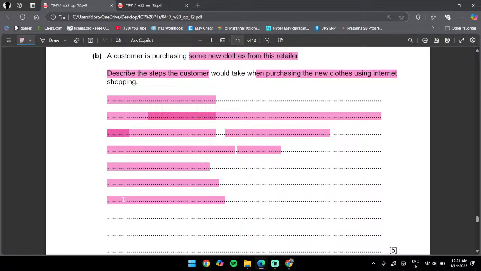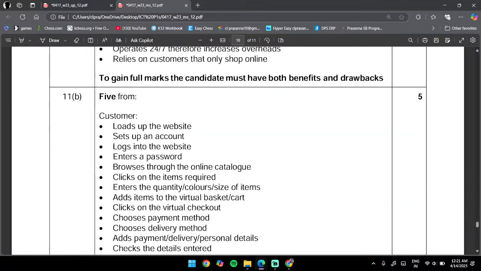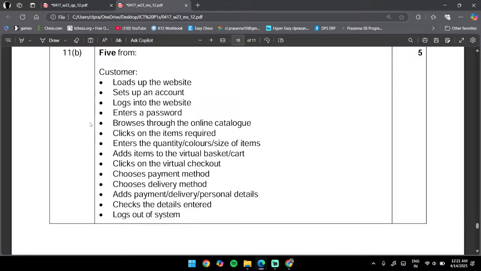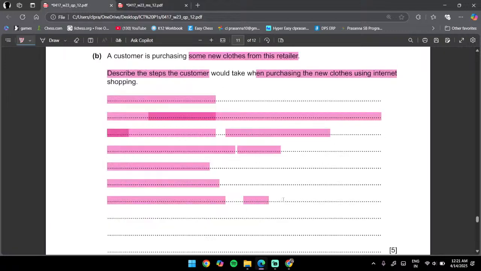So like 7 points already. Load up the website, set up an account, log into the website, enter: just these 4 points here have given you 4 marks already. What else do you want when it's a 5 mark question? And there are so many other things. Oh, it's online, so I even forgot about adding your address, adding your payment details and everything.